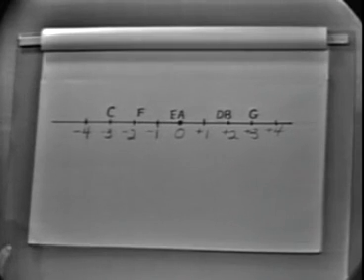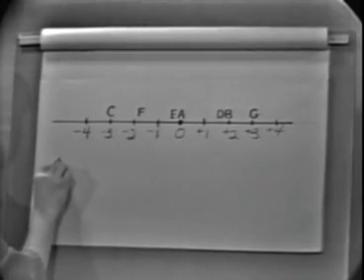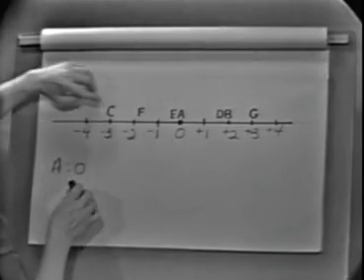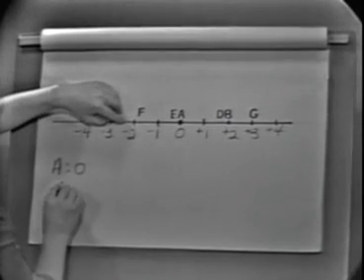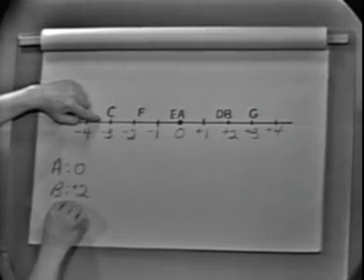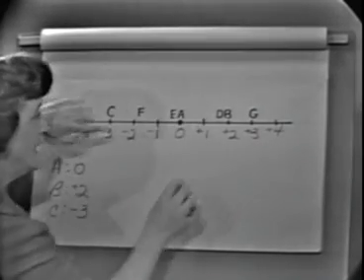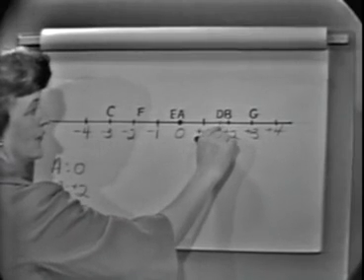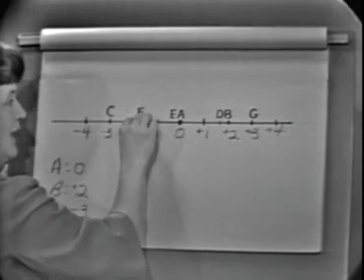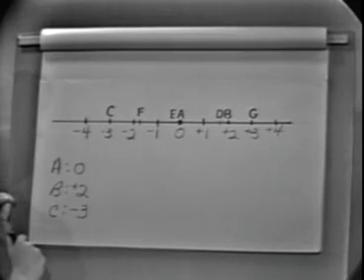The numbers which we associate with the points on the line are called coordinates of the points. For example, the coordinate of A is 0. The coordinate of B is a positive 2. The coordinate of C is a negative 3. The coordinate of D, a positive 1 3/4. The coordinate of F, a negative 1 3/4.